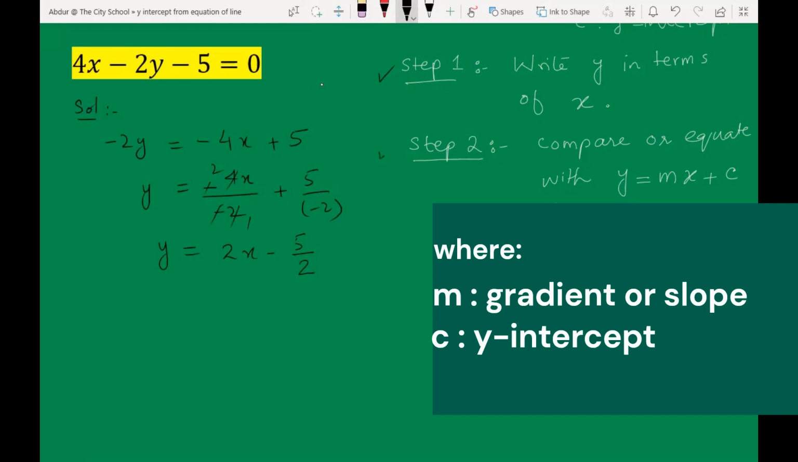Now, step number 2 is compare or equate with y equal to mx plus c, where m is gradient and c is y-intercept. You have to write y equals mx plus c. M is gradient, which is 2, and c is minus 5 over 2. So y-intercept c is minus 5 over 2, and the gradient m is 2 here.